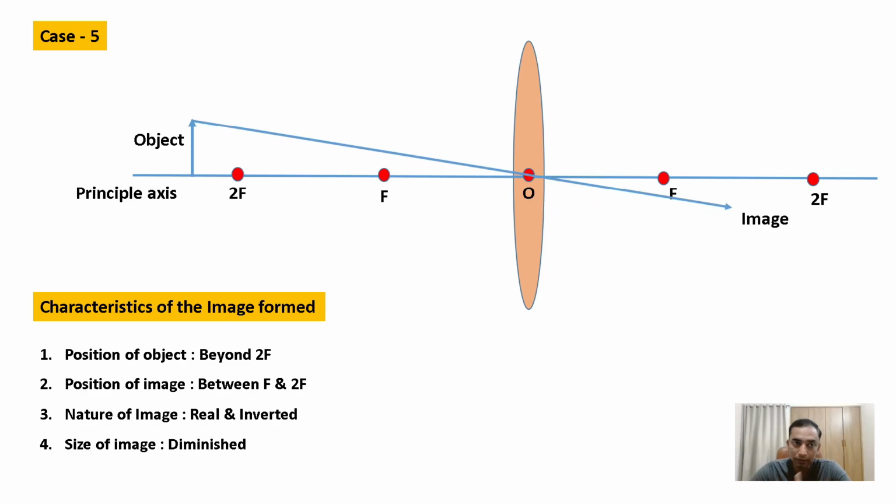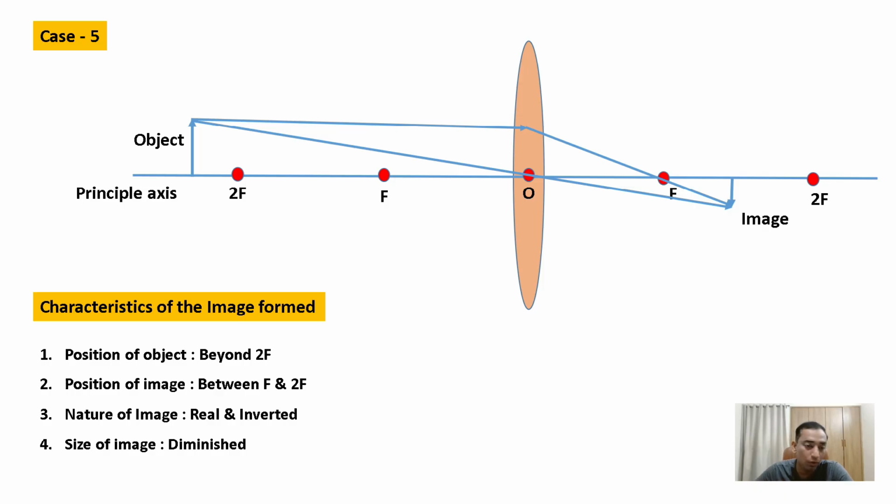Now, this time we are going to place the object slightly behind 2f. So the first ray goes undeviated, passing through O. The second incident ray is parallel to the principal axis, passes through focus on the other side of the lens. Both the refracted rays are meeting. So a real and inverted image of very small size is formed between f and 2f.